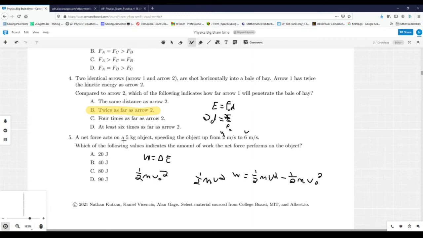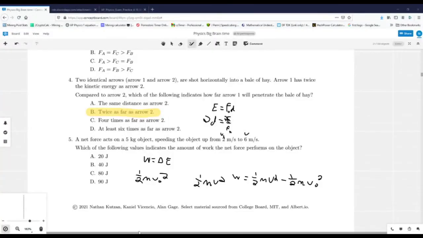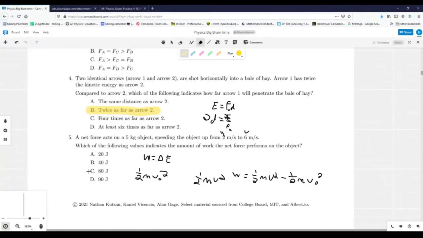And you just kind of plug it in. You have the mass and you have the velocities. You subtract them, and that should get you... What do I have here? 80, which is C.